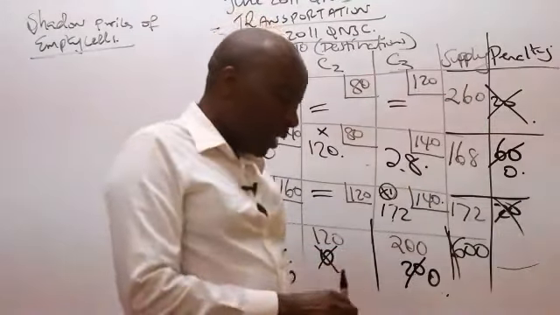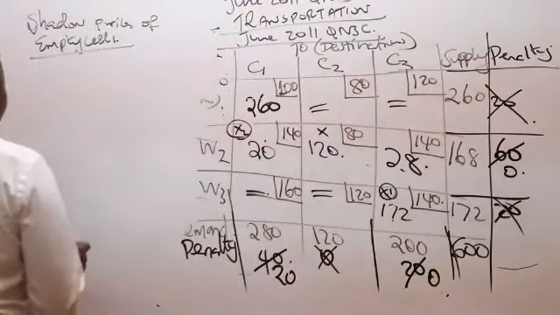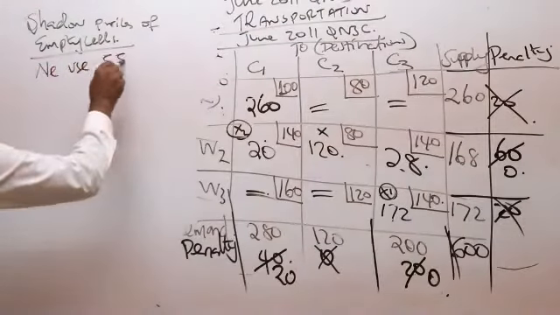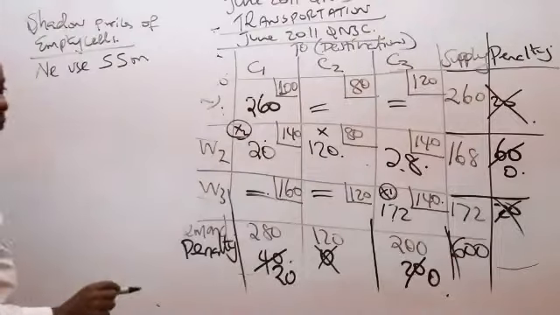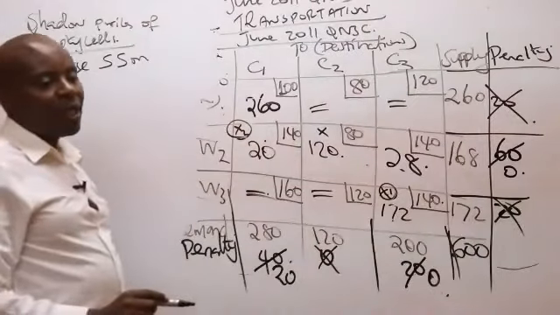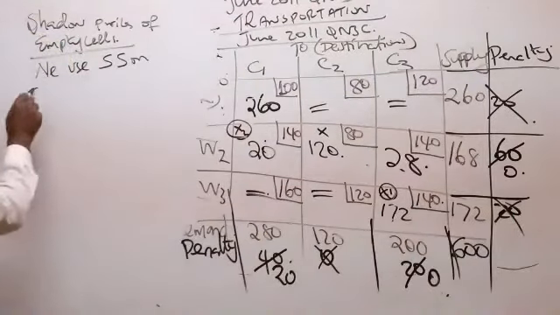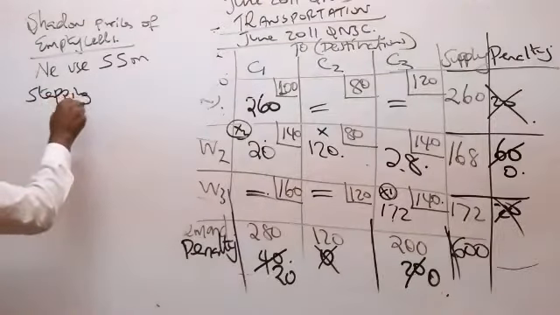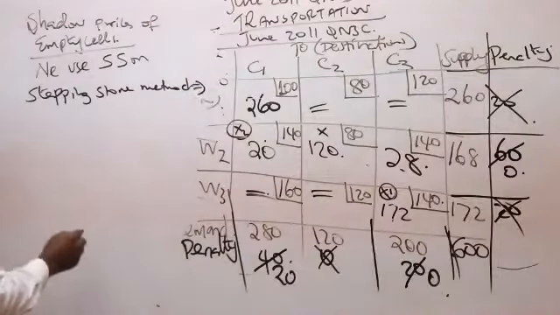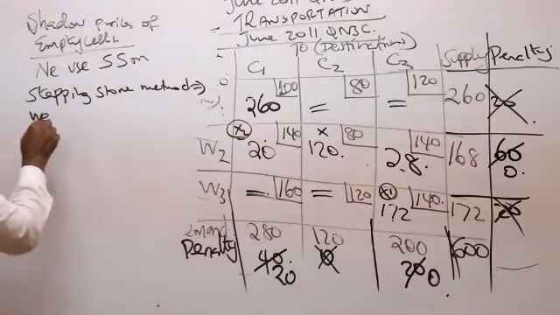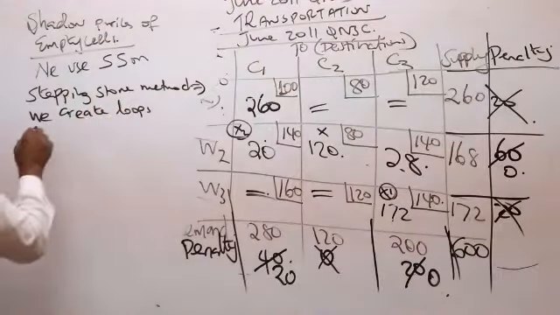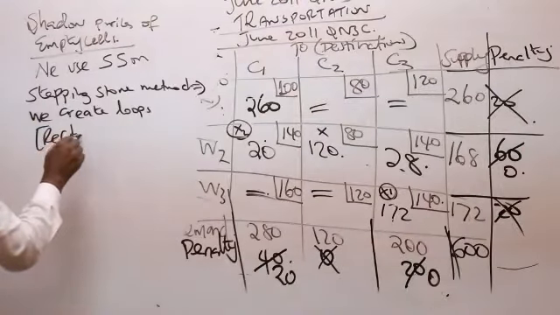To get shadow prices, we normally use a very important method. To get shadow prices, we use SSM. SSM stands for stepping stone method. And remember, for this stepping stone method, ladies and gentlemen, we create loops which are rectangular or square.